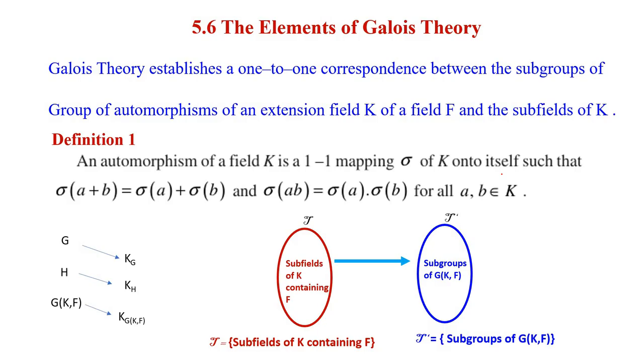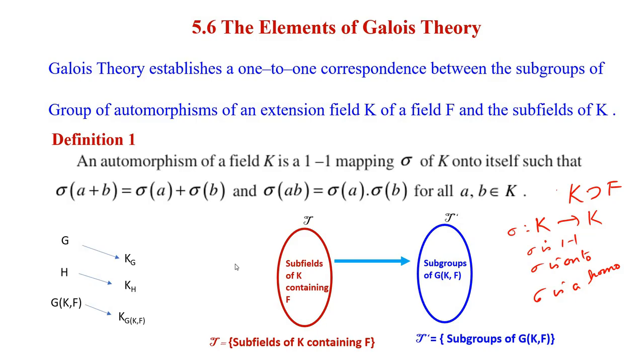You have sigma. You are given K to be an extension of F, which means K contains F. And what is sigma? It is an automorphism from K to itself, which means sigma is a mapping from K to itself. Sigma is one-to-one, sigma is onto, and sigma is a homomorphism. If all these three are true, then you call that sigma an automorphism of K.